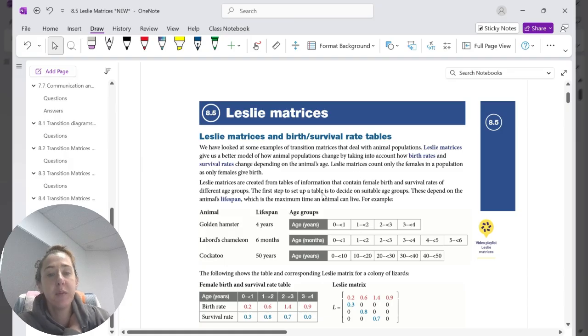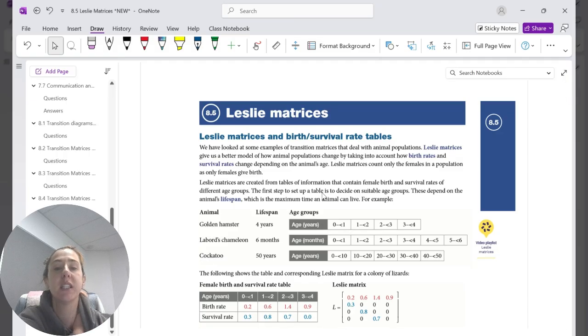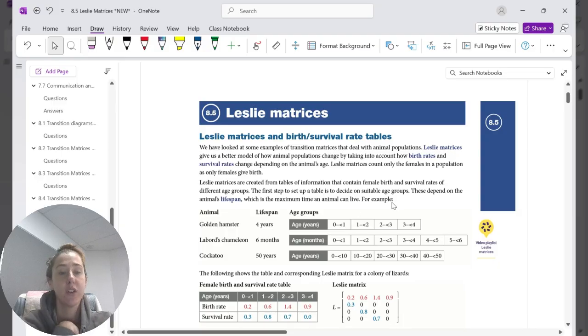They are created from tables of information that have female birth and survival rates for different age groups. So the first thing to do is to set up a table and decide on those age groups. That's very dependent on an animal's lifespan, which is the maximum time that an animal can live. For example, here we've got a golden hamster. Their lifespan is 4 years. So we might do 0 to less than 1, 1 to less than 2, 2 to less than 3, and 3 to less than 4 years of age.